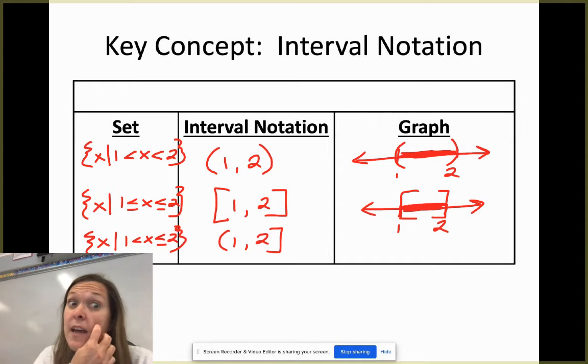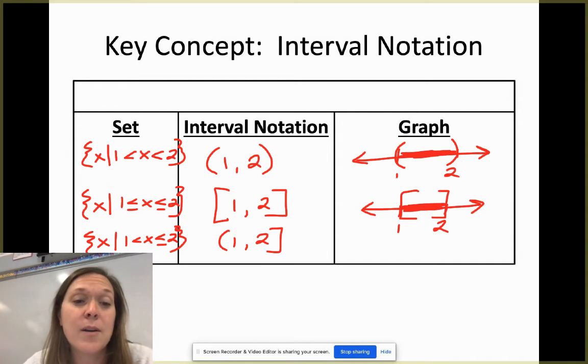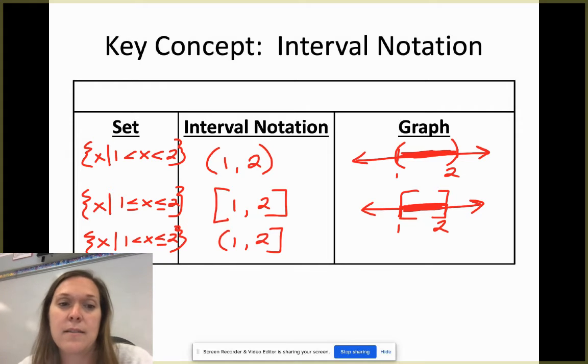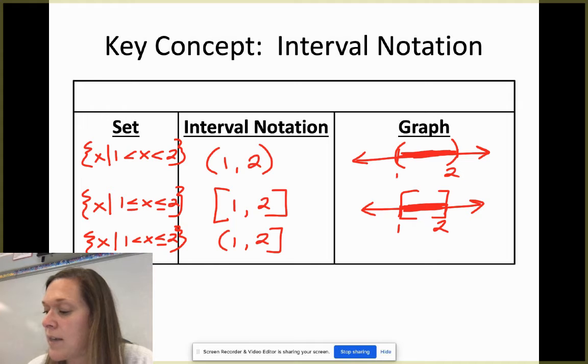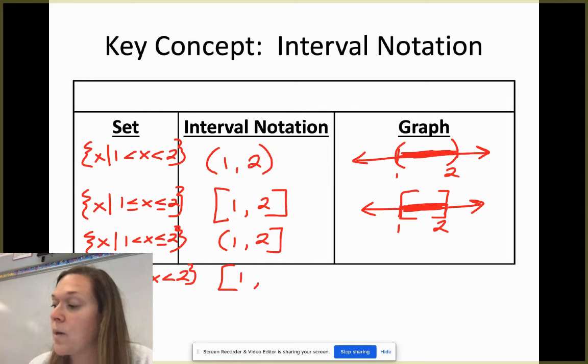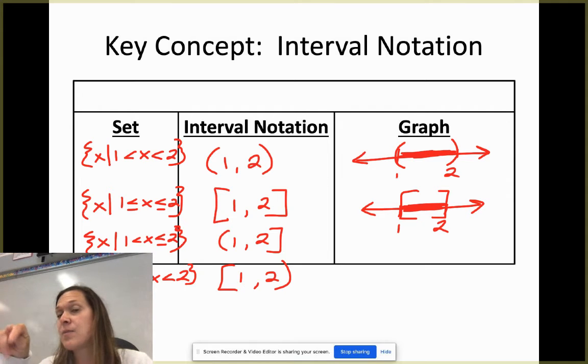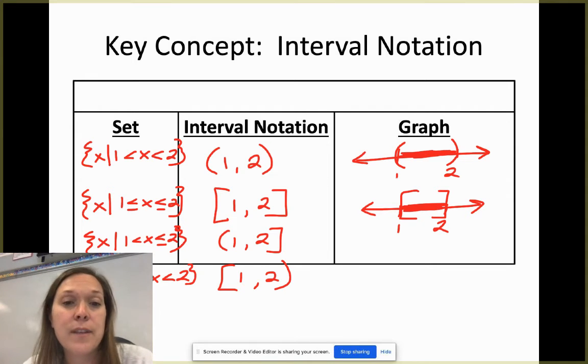So everybody see that? Because there's not an equals to sign at the 1, I don't include it, so I put a parenthesis there. I do have an equal sign at the 2, so I would put a bracket there. Or if we flipped it, x such that 1 is less than or equal to x, less than 2, then it would be bracket 1, comma 2, parenthesis. So you can have situations where you don't have the same notation at the beginning and the end of the interval notation. That makes sense.